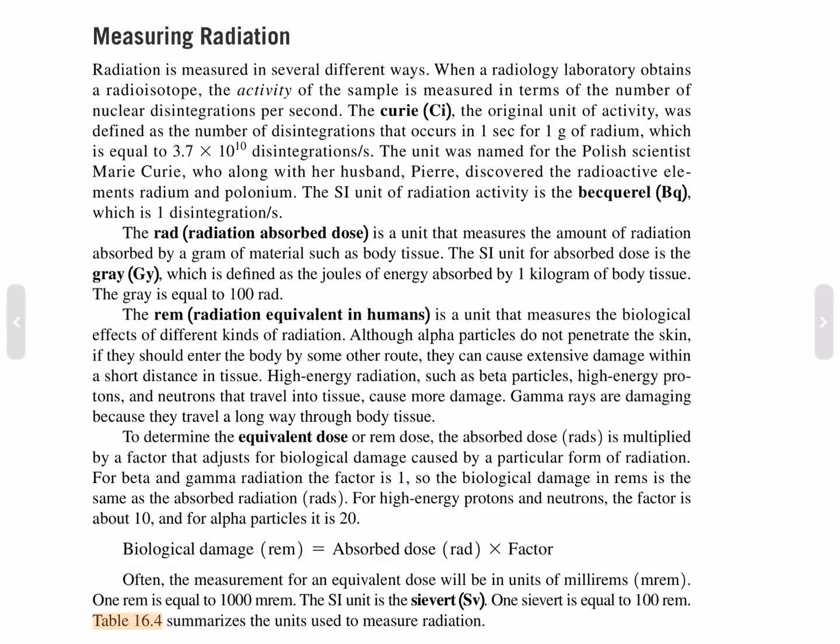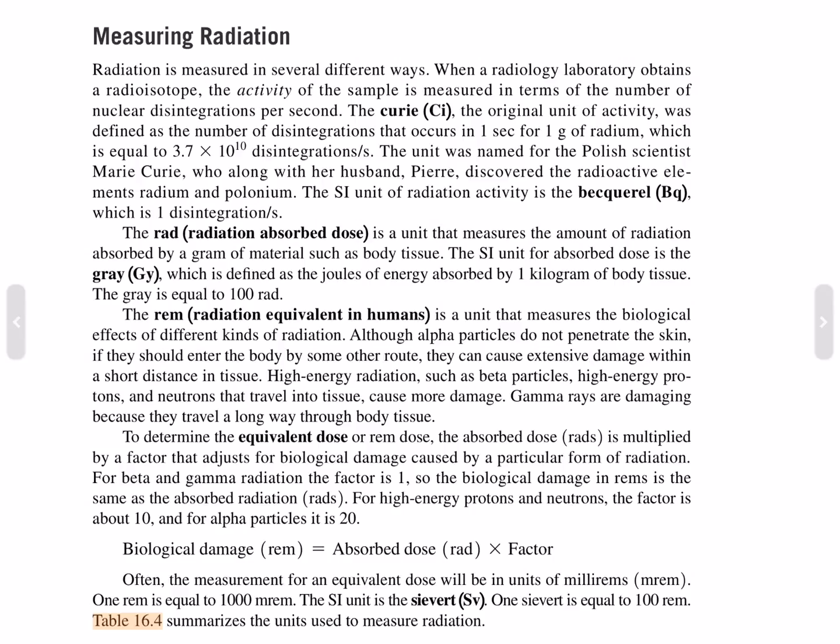The rem, or radiation equivalent in humans, is a unit that measures the biological effects of different kinds of radiation. Although alpha particles do not penetrate the skin, if they should enter the body by some other route, they can cause extensive damage within a short distance of tissue. High-energy radiation such as beta particles, high-energy protons, and neutrons that travel into tissue cause more damage. Gamma rays are damaging because they travel a long way through body tissue.